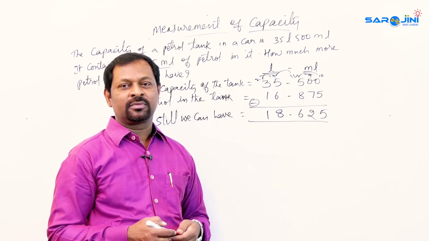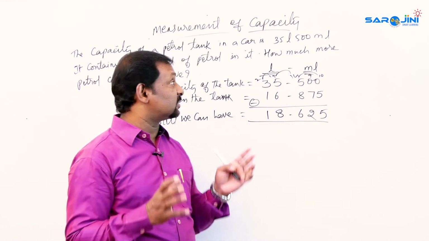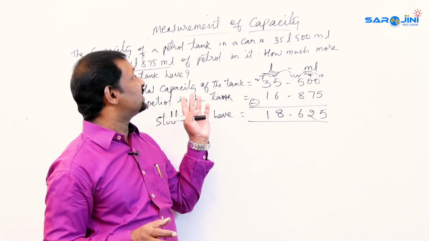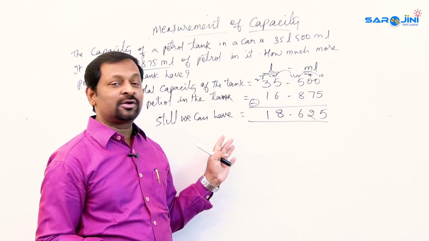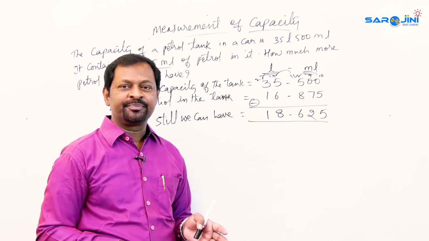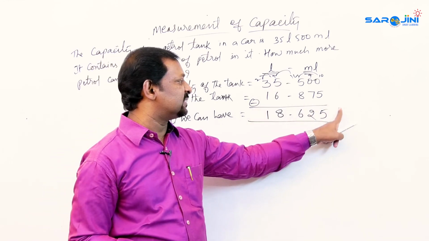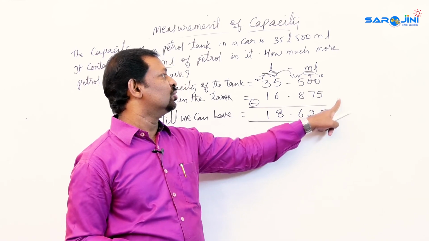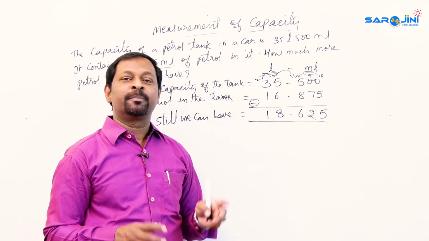Okay. In the previous problem also, we did the measurements of that can and its capacity, and here also I took an example of a car and petrol tank. So suppose if you want to check whether it's right or wrong, as I told, you have to add these two, so that you must get 35 liters 500 ml of petrol.